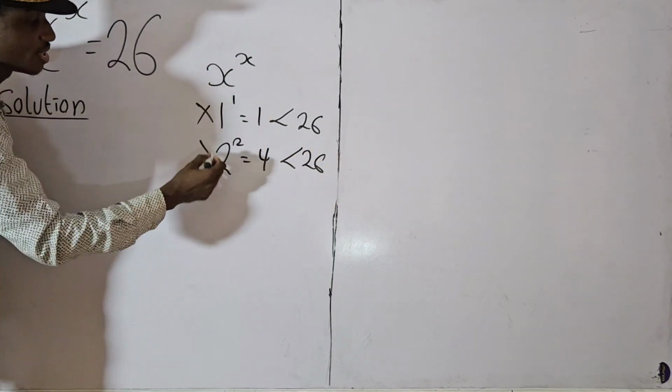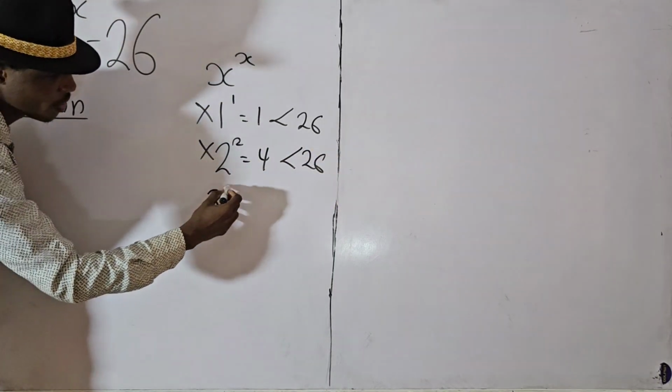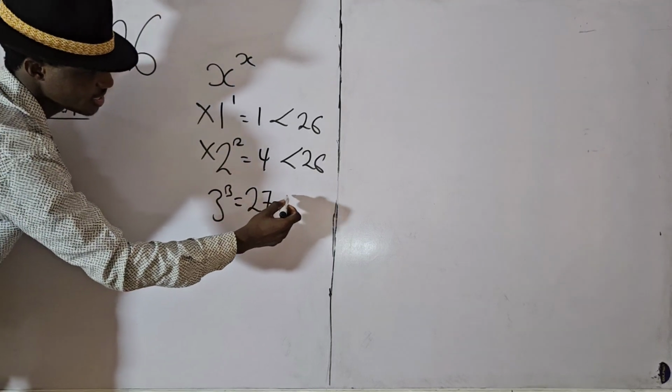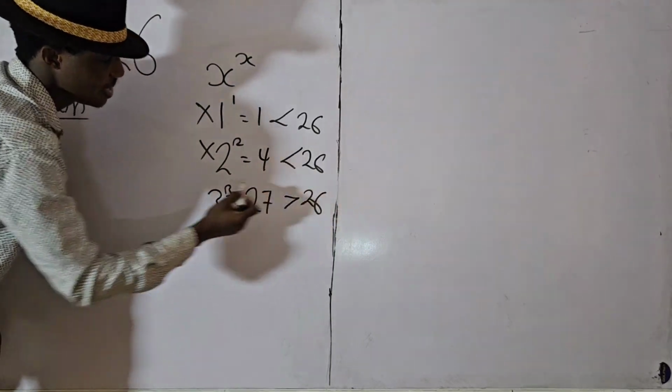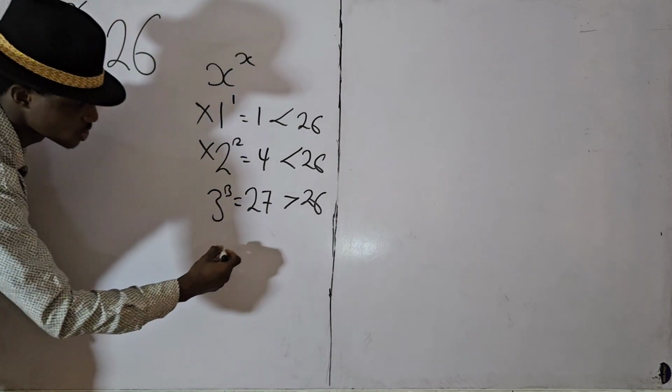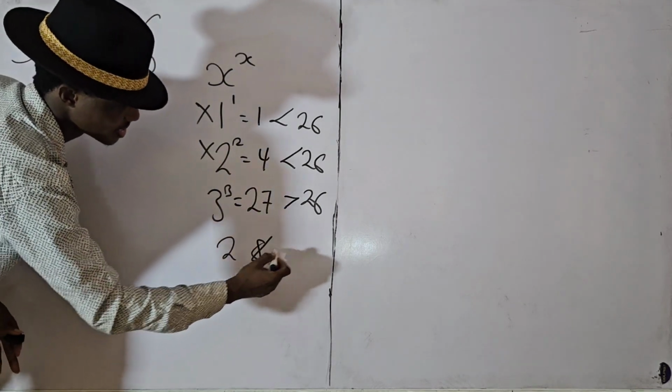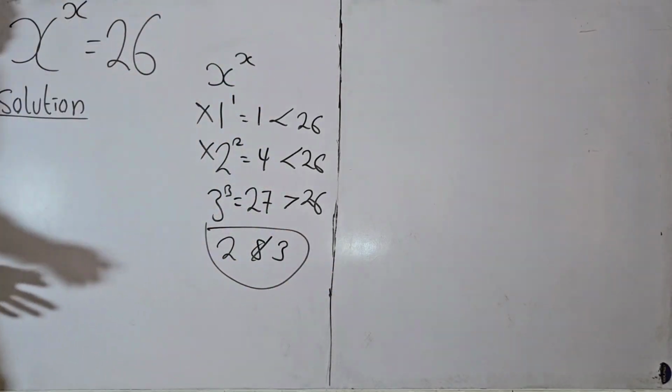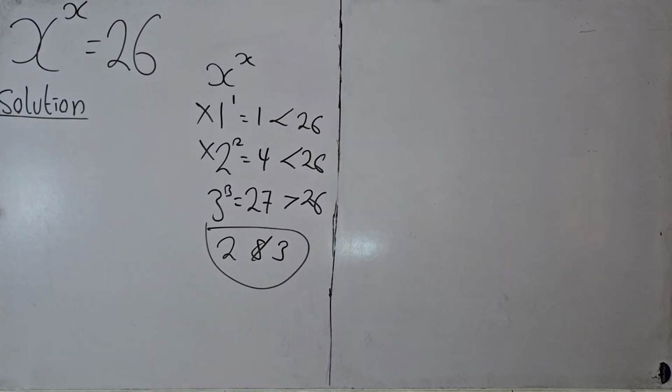So this cannot be. What of 3? 3 raised to the power of 3 equals 27. This is greater than 26. So that means the value of x lies between 2 and 3. Are you getting it? This is where the value of x lies. So let us approach the question.